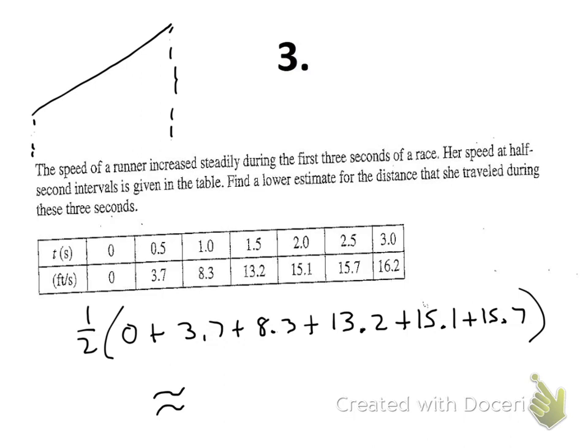Anybody have the value crunched for me? 24 right on the money? 28? 3.7, 8.3. I'm going to let majority rule. 28? Yeah.